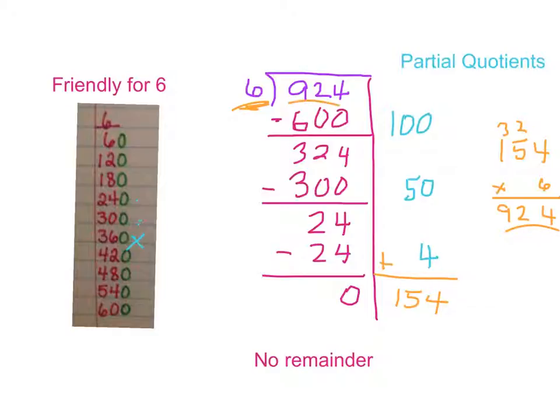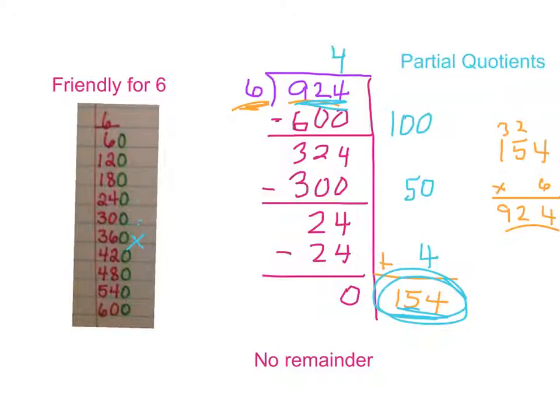924, 924. My answer must be correct. Now I need to take my quotient and record it up on the rooftop. I need to line up my place value between my quotient and my dividend. So, in the ones place I have a 4. That's going to go over the ones place of the dividend.